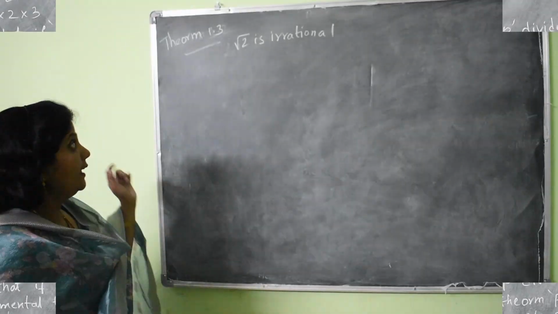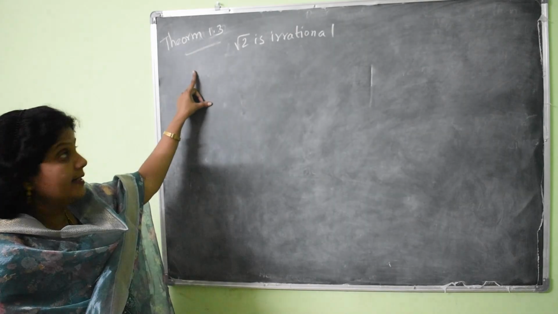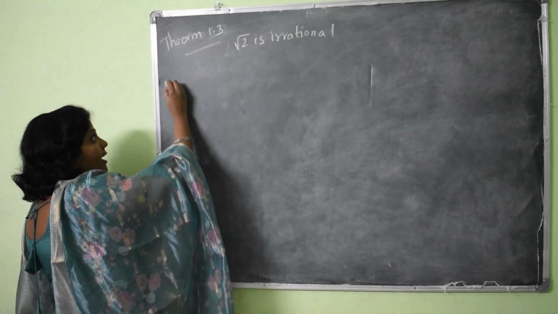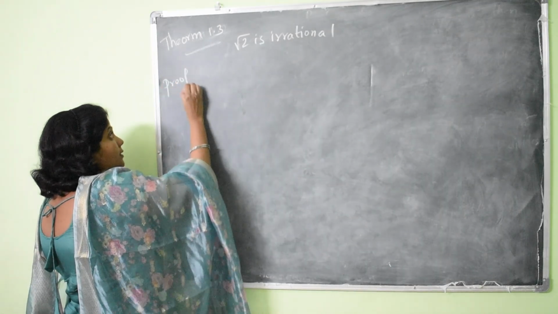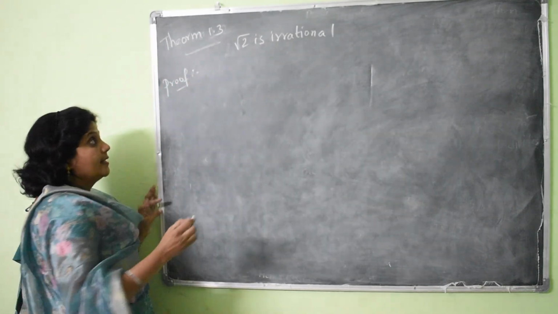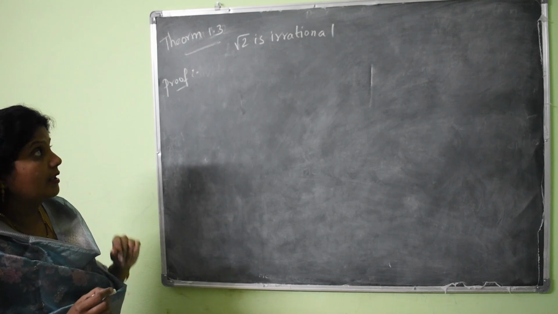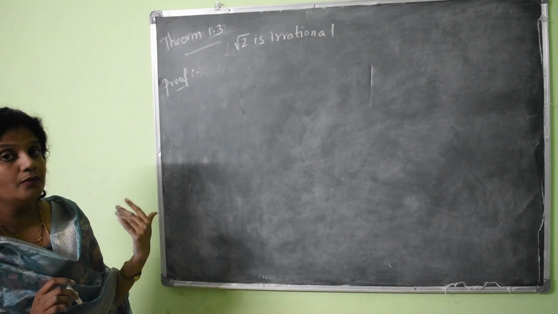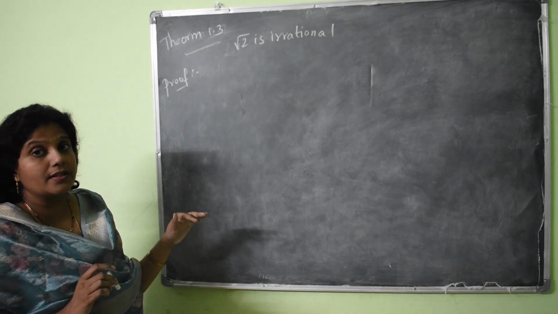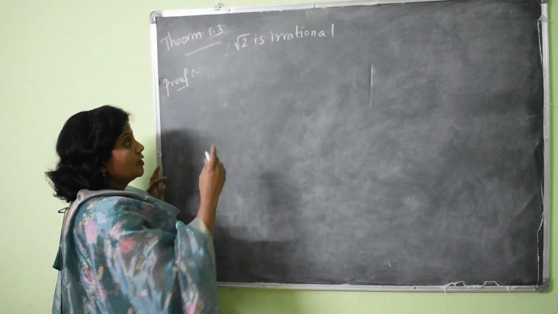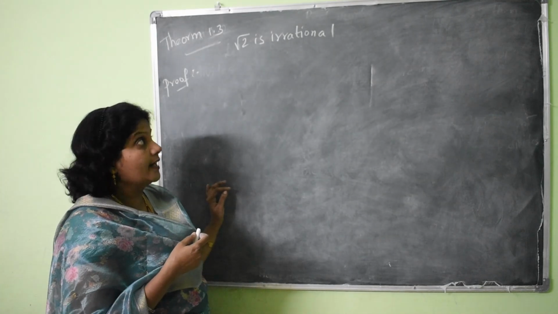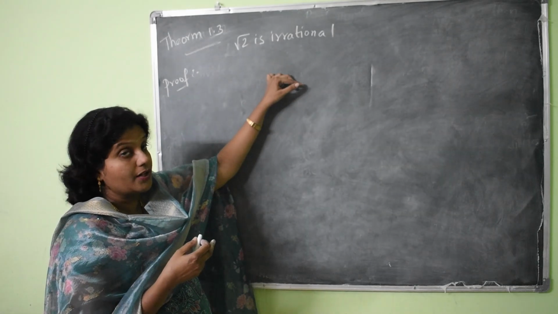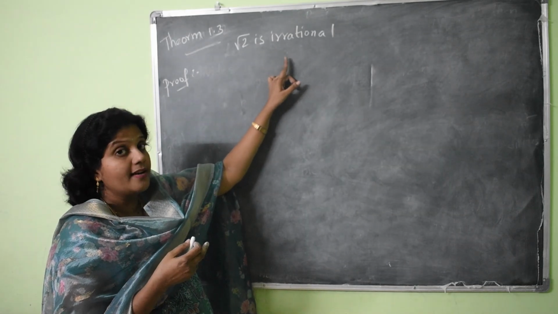Understood? Okay, next we are going to solve theorem 1.3, that is, root 2 is irrational. So let's find the proof for this. In order to prove that root 2 is irrational, we should assume a contradiction, meaning we should assume the statement as the opposite. What is the opposite of irrational? Rational only. So the contradiction for irrational is rational. The meaning of contradiction is opposite.